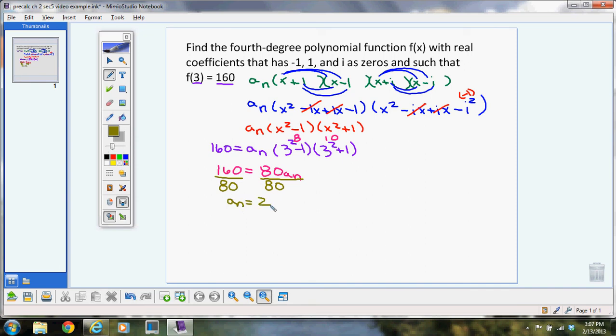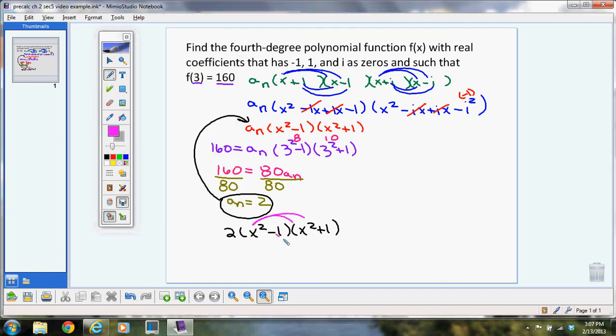Now we've got to go back and plug that in to find the original equation. The easiest place to plug this in is probably the red one. If we plug it in right here, it should be fairly easy to solve. So if I plug the 2 in there, I'm going to have 2 times x squared minus 1 times x squared plus 1.